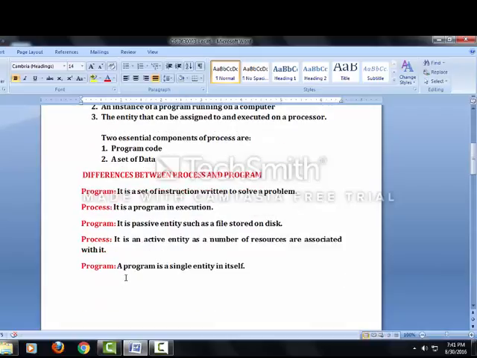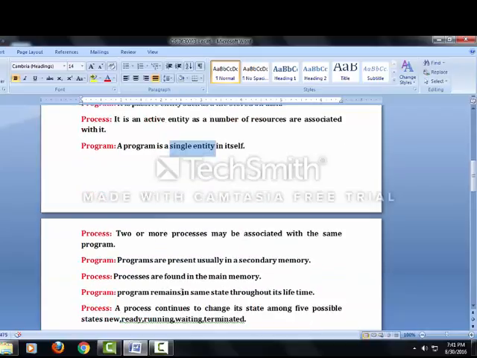Third difference: a program is a single entity in itself. We create a single program at a time, so by itself it is a single entity. We cannot create more than one program at the same time. Whereas with processes, two or more processes may be associated with the same program. It is possible.